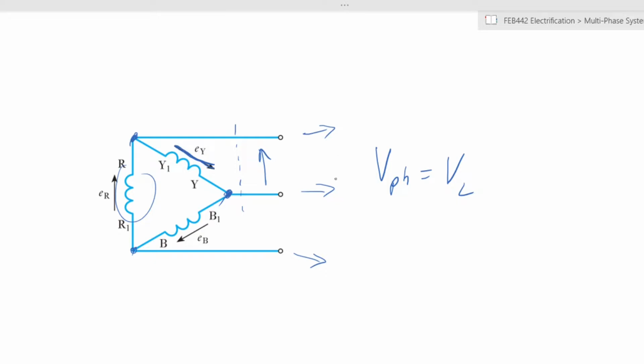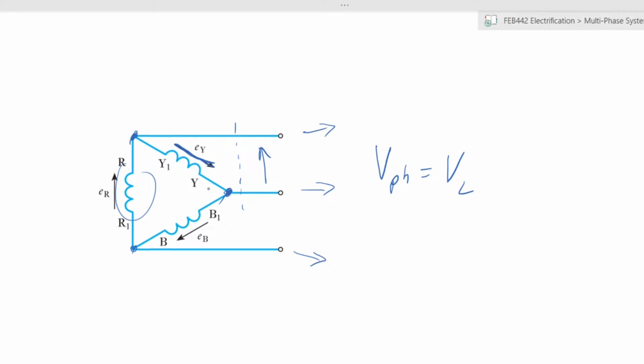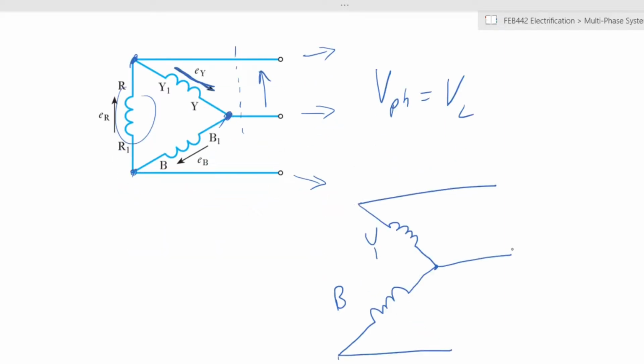However, look at the currents that are flowing through the delta windings or the delta machine. So if we were to redraw it a bit, so this is going towards your load.